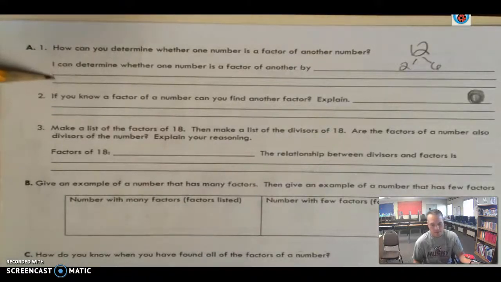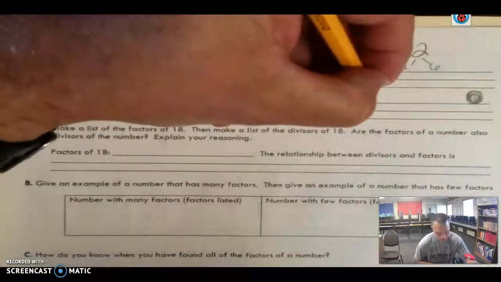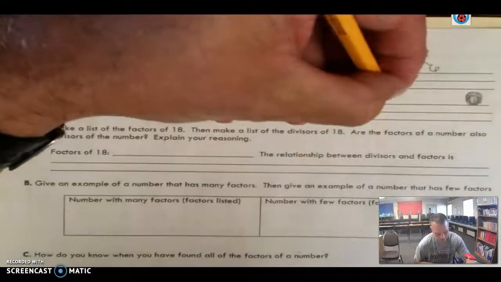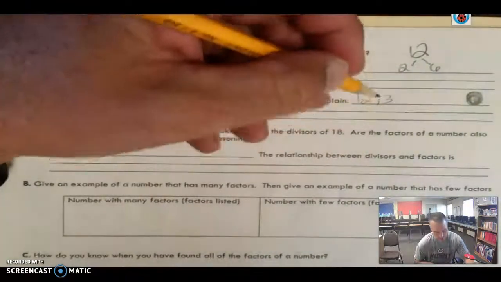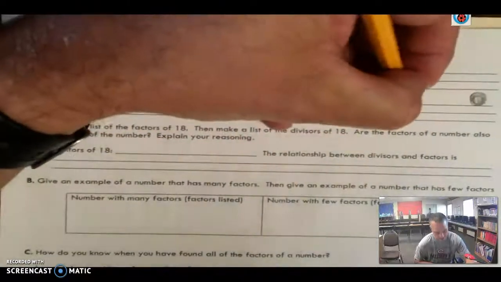So you need to write something down here about that. If you know a factor of a number, can you find another factor? Well, yeah. If I have 12, and I know that one factor of 12 might, say, be 3, I could just say 12 divided by 3 equals 4.